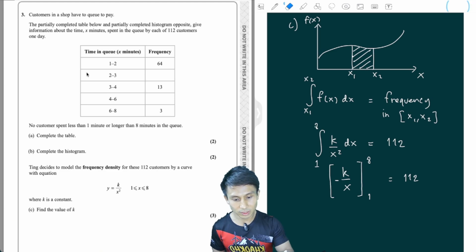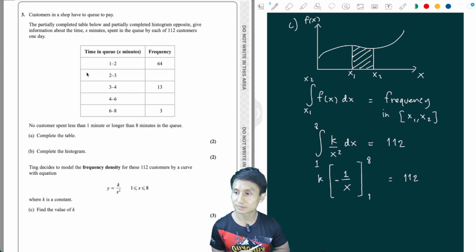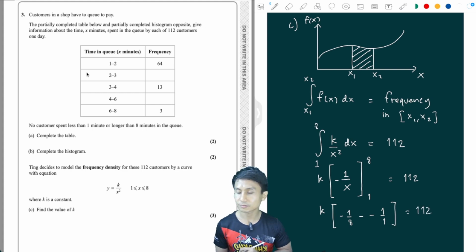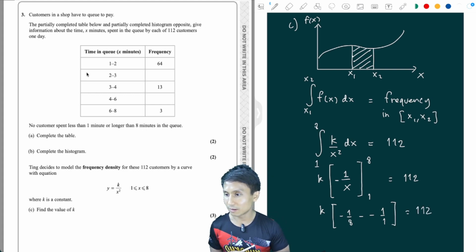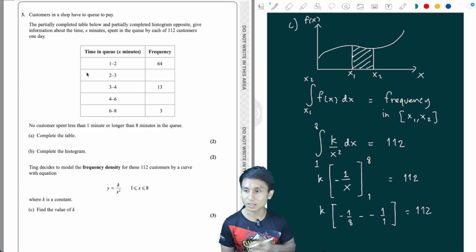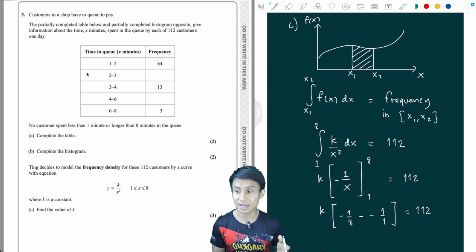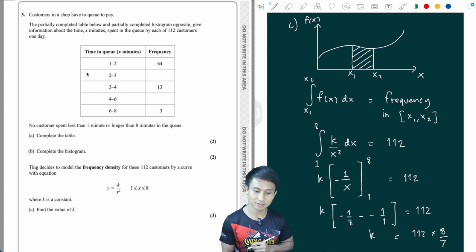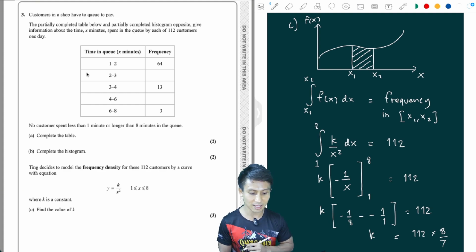Well, we can make it look simpler. We don't interfere with the k here. I can pull the k out because we want to find the k. So inside the brackets I have minus 1 over 8 minus minus 1 over 1. So that would become minus 1 over 8 plus 1, so that's 7 over 8. That means k would be 112 times 8 over 7, just moving it to the other side to undo the 7 over 8 to find k.